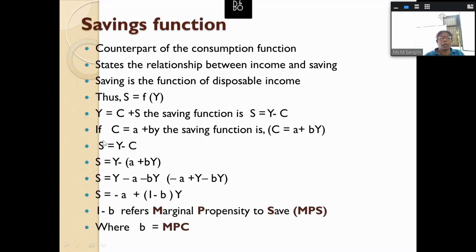Here, we know that Y is equal to C plus S, right? That means the individual income is spent on consumption purposes as well as saving purposes, right? If the saving is there, that is equal to Y minus C, right? We know what C is. Here C is equal to A plus BY. Once we substitute A plus BY instead of C, that gives the second equation, right? Once we solve the second equation, you can get, right?